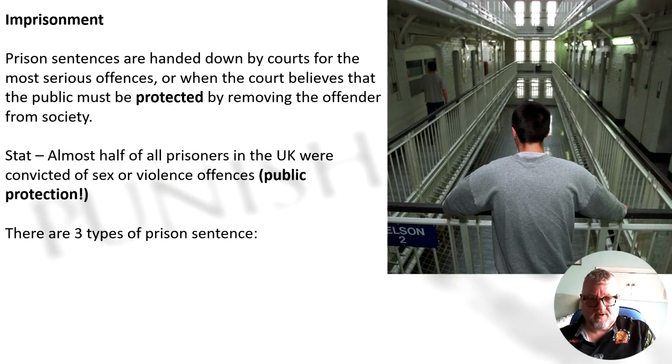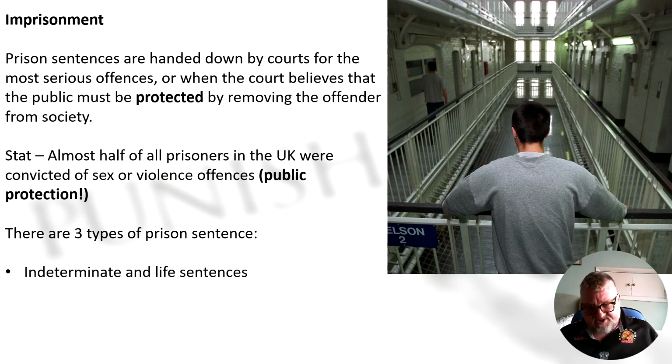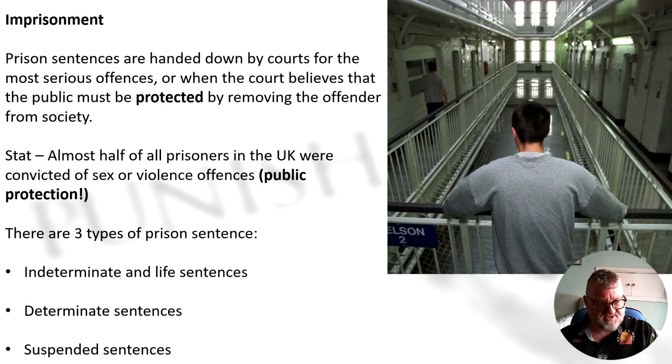Now, that's fine, but we've also got to realise there are different types of prison sentence. So if you get a question on imprisonment meeting the aims of punishment, you need to go into a little more detail and talk about the different types of prison sentence. So we have indeterminate and life sentences, we've got determinate sentences, and we've got suspended sentences. So each of those will meet different aims compared to the others.